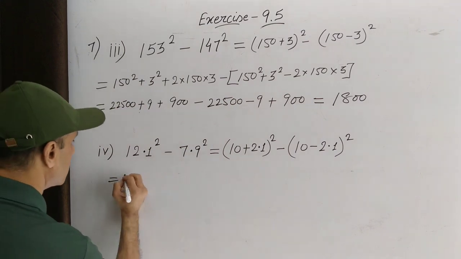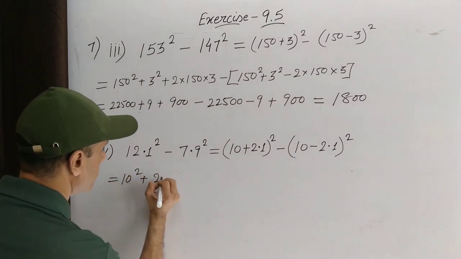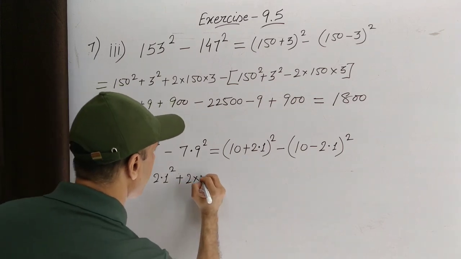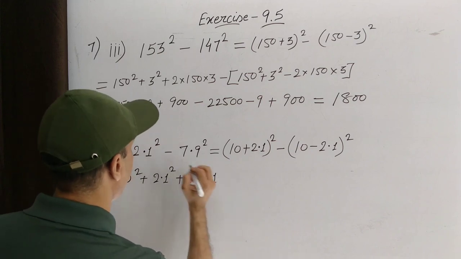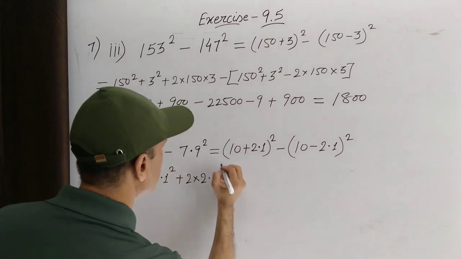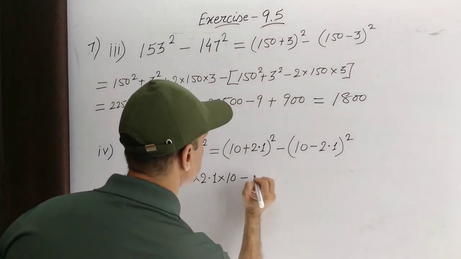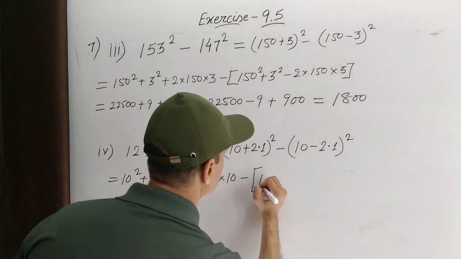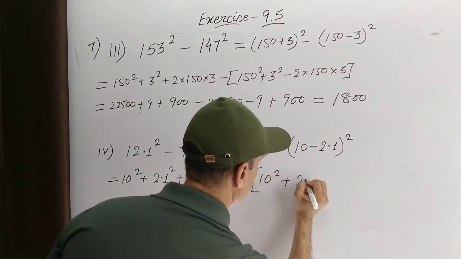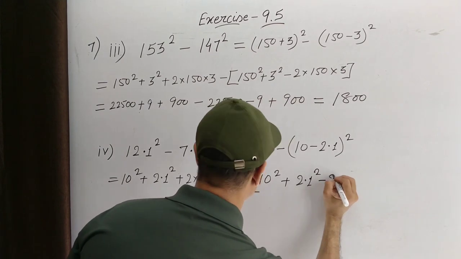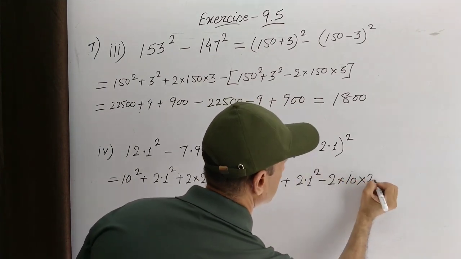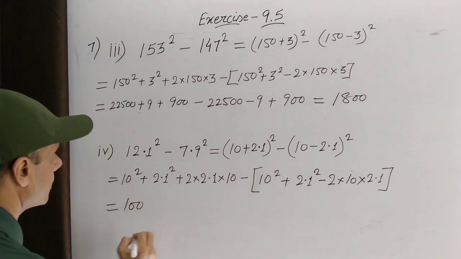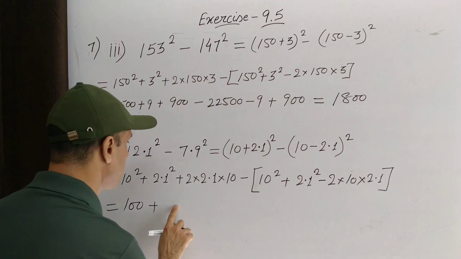We write this as 10 square plus 2.1 square plus 2 into 2.1 into, that is A, 10, and this is minus 10 square plus 2.1 square minus 2 into A, that is 10 into 2.1. So we get the values as this is 100, and this is plus 2.1 square is 4.41.